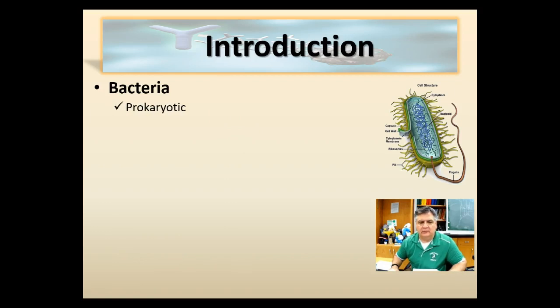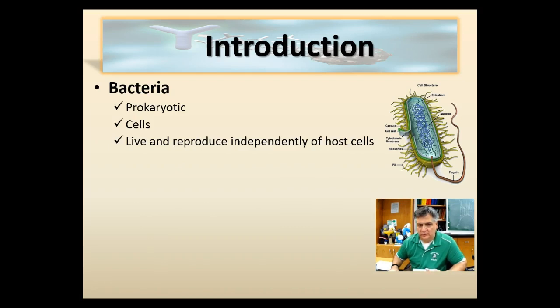Now, when we take a look at that typical bacterium, that bacterium is prokaryotic. That means that it is a cell. So bacteria are cells, but because it's prokaryotic, it does not have a nucleus or other membrane-bound organelles. Because bacteria are made up of cells, they can live and reproduce independently of host cells. That means that they can live inside your body, but they don't have to live inside the cells of your body. They can live and reproduce right alongside the cells of your body.